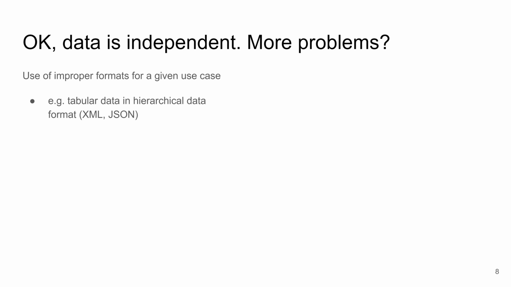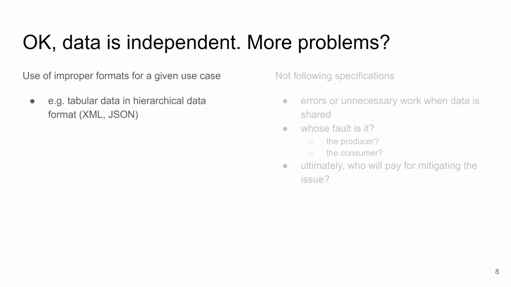You'll see a lot of cases where, for instance, tabular data, so data which looks like a table, it has rows and columns, so it's two-dimensional, is represented in a data format which is hierarchical, such as XML or JSON, which are data formats we will go through in this course. So this is a choice of an improper format for a given use case.